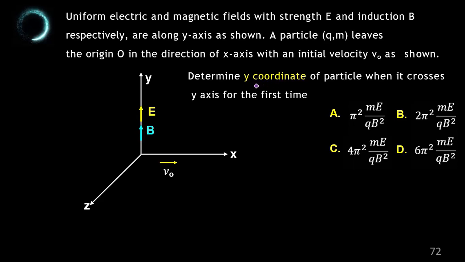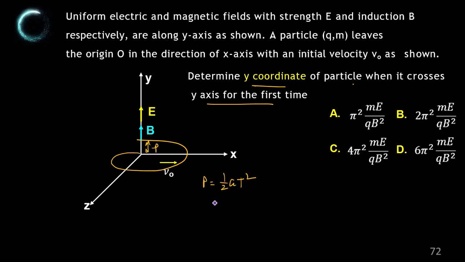You are asked to calculate the y coordinate of the particle when it crosses the y axis for the first time. So initially this is the circle. Ultimately the circle crosses the y axis the first time after the advancement. So what is this? This is nothing but the pitch. So what is this pitch? Pitch should be equal to half a t square.